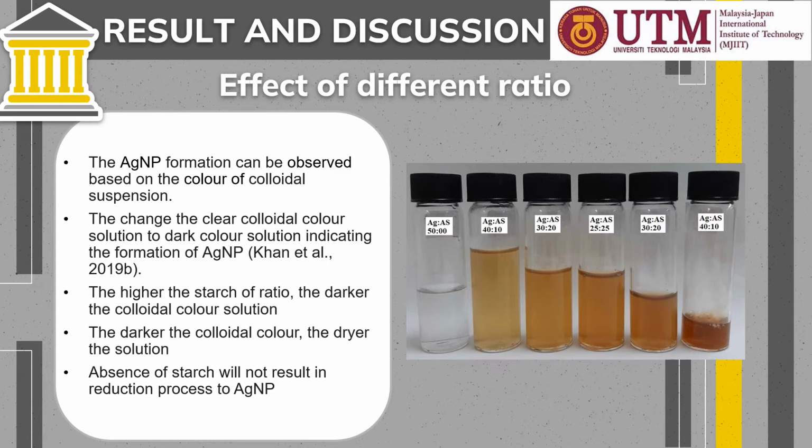So we can observe the formation of the silver nanoparticle through the color of the colloidal suspension. The change from a clear colloidal solution to a darker colored solution indicates the formation of silver nanoparticles. The higher the starch ratio, the darker the colloidal solution. And as the solution becomes darker, the solution dries over time. And the absence of starch will not result in a reduction process for the formation of silver nanoparticles.